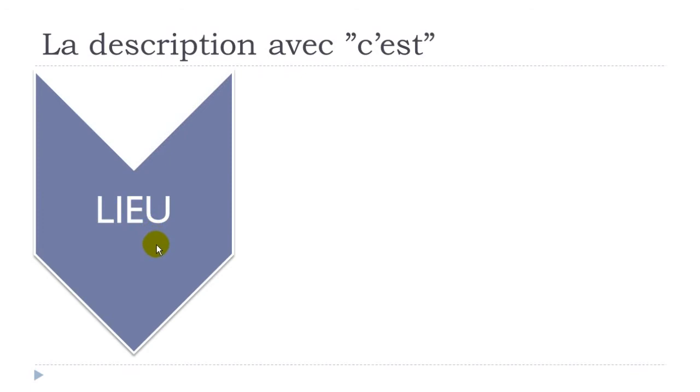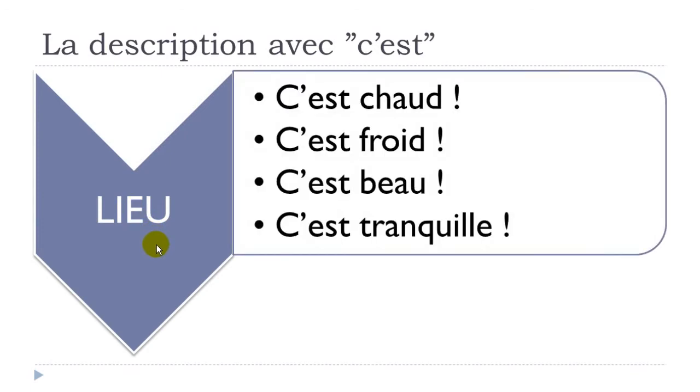The first one would be the option to describe un lieu, a place. C'est chaud, it is hot. Warm could be an option as well. C'est froid, it is cold. C'est beau, beau is beautiful. And then c'est tranquille, quiet. So what you can see here is that we've got adjectives like chaud, froid, beau, and tranquille. They are all at the masculine form, even if the place would be feminine. It should be all the time at the masculine form.